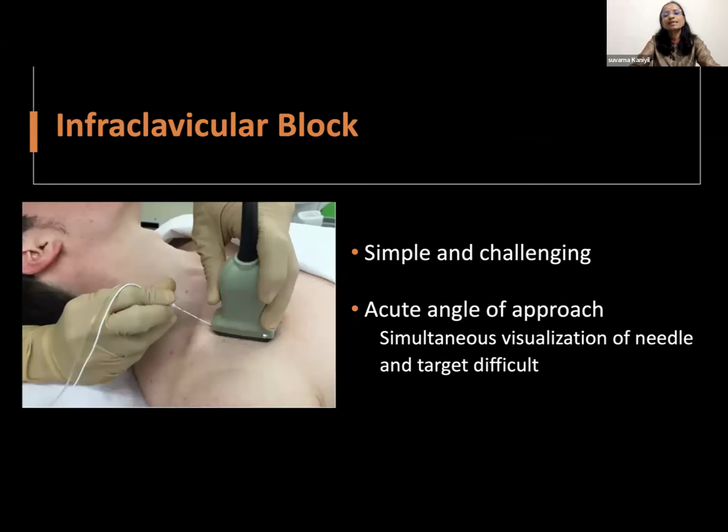Infraclavicular is simple, at the same time very challenging, because you can easily identify the axillary artery, but you can see your needle placement is very acute. So this acute needle angle gives difficulty in visualizing the needle as well as the target simultaneously. So it is a simple as well as very challenging block.